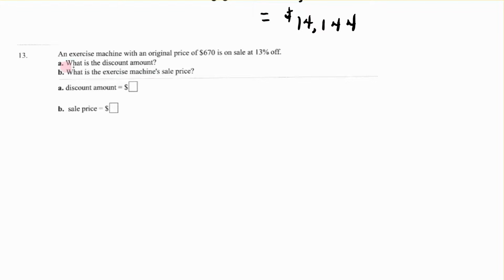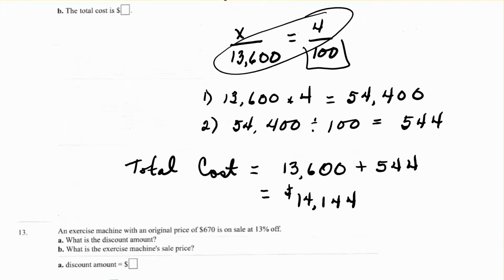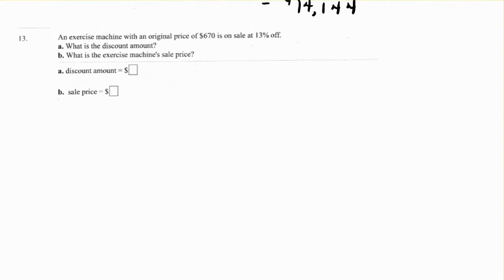It says, an exercise machine with an original price of $670 is on sale at 13% off. What is the discount amount? So if I were going to say this again, I would say, what is 13% of 670? So this time, instead of doing is and of like I did in the previous problem, I'm going to do the shortcut.